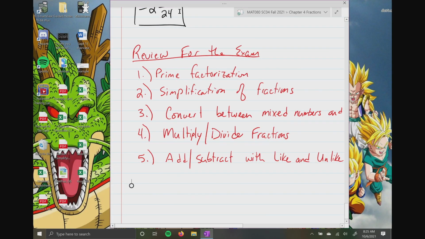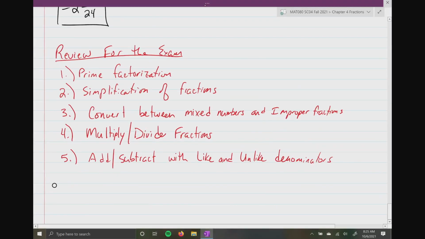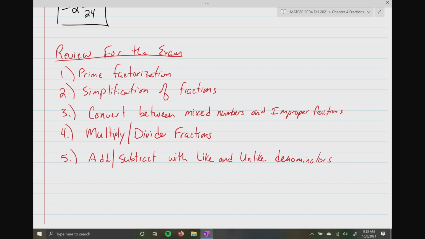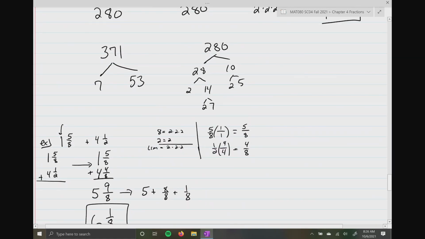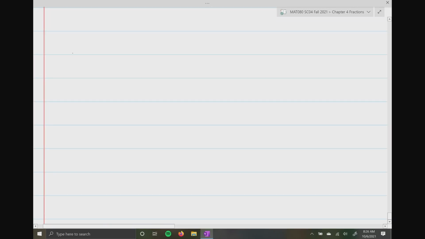So are there any questions with that? Any questions? All right. Let me ask you a question. What is this? What was this one? 1 5/8, 4 1/2. We already did this problem right here. Is there another way we could have done this problem? Stevie, you're shaking your head yes, so please tell us.